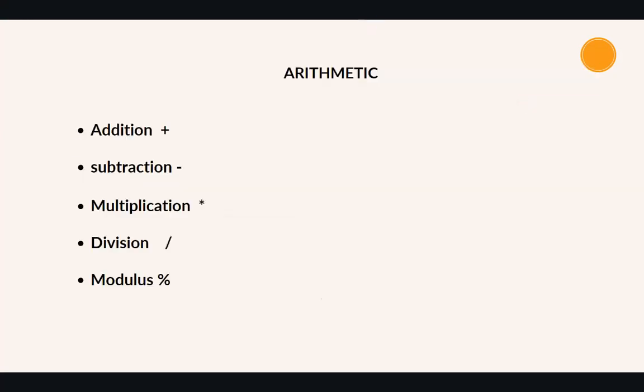Now in JavaScript, we can still do logic and arithmetic, like the way we do in regular math. So we use the plus sign for addition, the minus sign for subtraction, the asterisk for multiplication, and the slash for division.